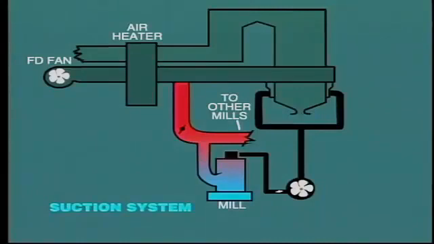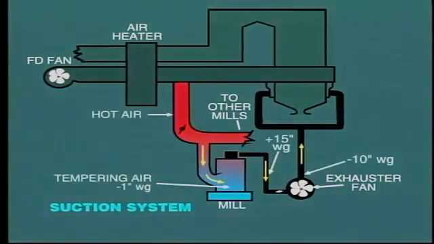The alternative arrangement is to place the fan, now known as an exhauster fan, downstream of the pulverizing mill. This creates a negative pressure which sucks in hot forced draft air and tempering air from atmosphere to provide primary air. As the mill now operates under a slight negative pressure, any leakage will be of air into the mill.